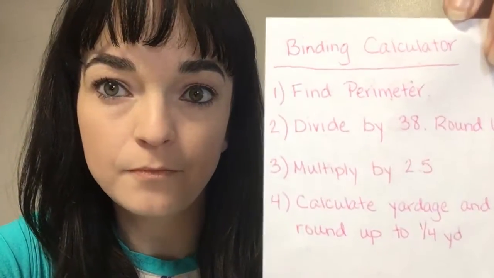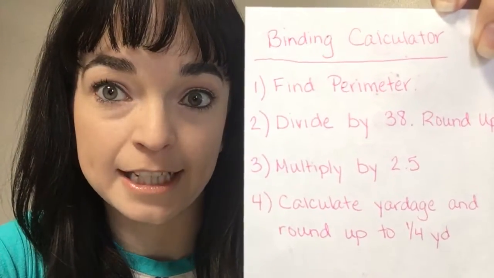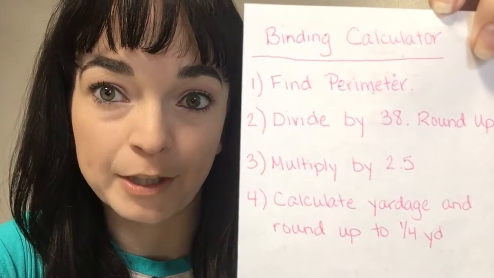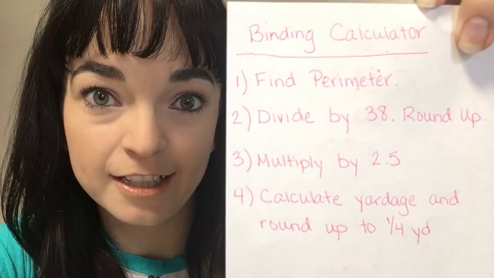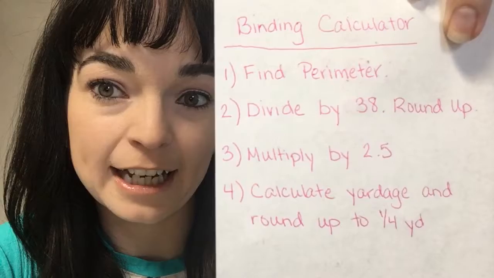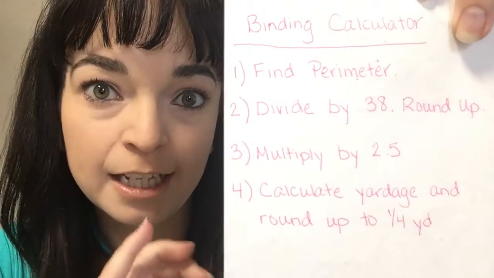And I'm going to run through the formula with you real quick in case you just need to know what that is, and then I'll explain it quickly. So to calculate binding, you need to find the perimeter, divide by 38, multiply by 2.5, and then convert that number to yardage, and that's all there is to it. Now I'm going to explain that in a little more detail.